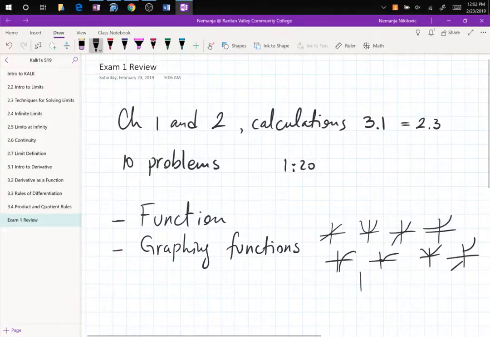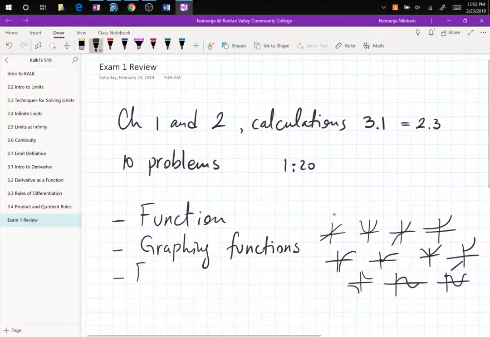Oh, 1 over x. I forgot that one. That's a biggie. So I have, I think, everything in here. Oh, where's your trig? Your sine, your cosine, right? So these are all basic functions that you guys learned and seen many times, so you should be okay there.